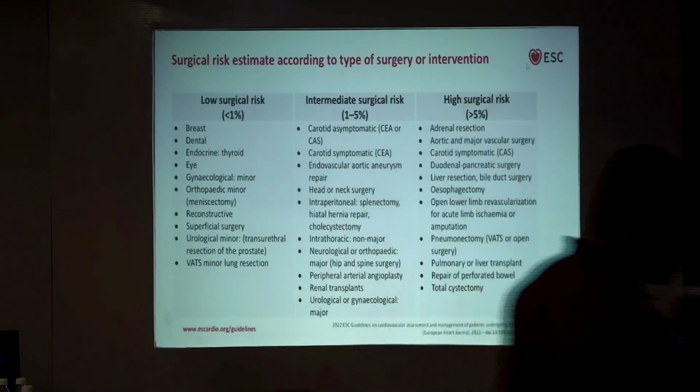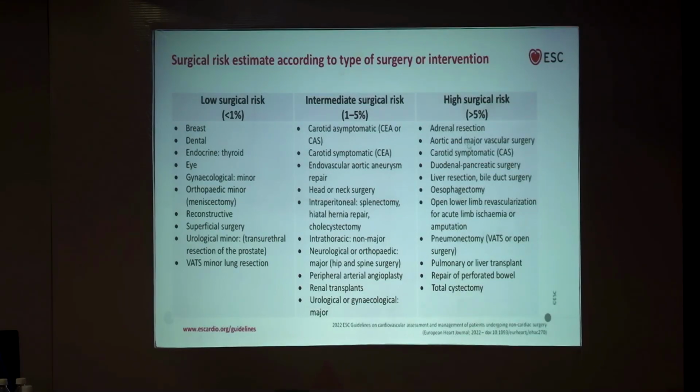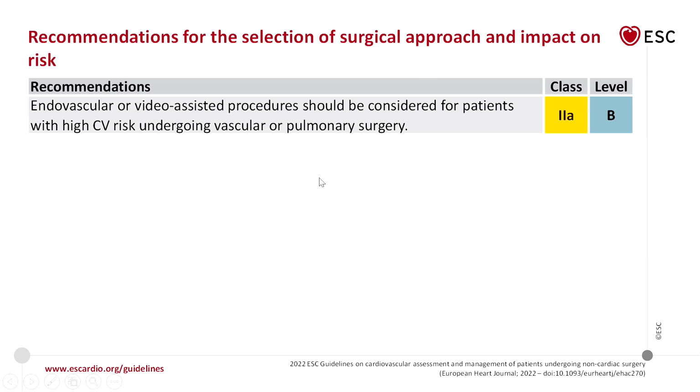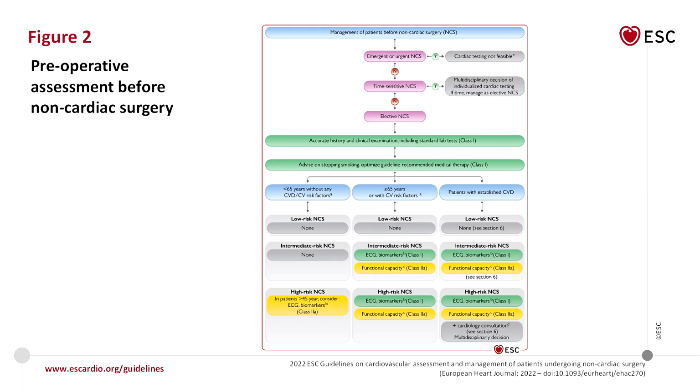And these are the high risk: adrenal resection, aortic or major vascular surgery, carotid artery stenting, duodenal pancreatic surgery, liver resection, esophagectomy, open lower limb revascularization, pneumonectomy, pulmonary or liver transplants, repair of perforated bowel or total cystectomy. In between there are intermediate surgical risk, and they give a 2A recommendation for endovascular or minimally invasive assisted procedures in patients with high CV risk undergoing vascular or pulmonary surgery. So we should go endovascular.